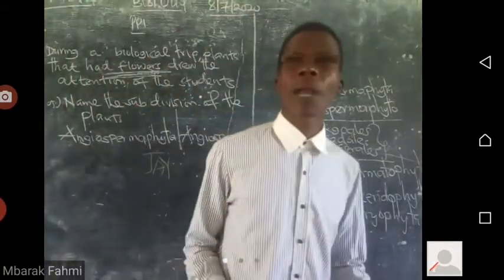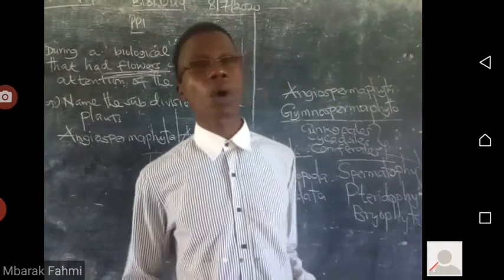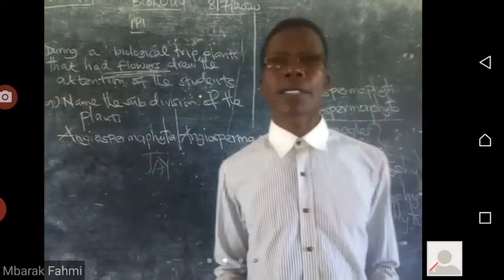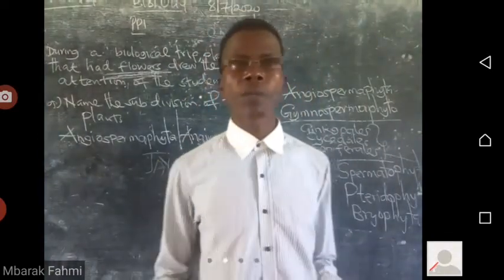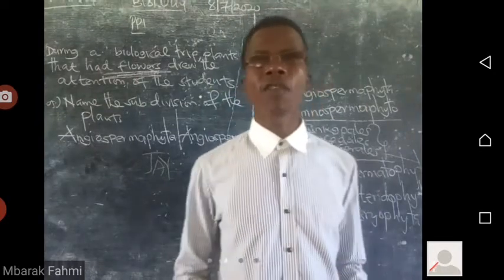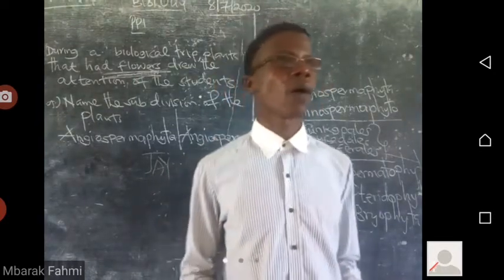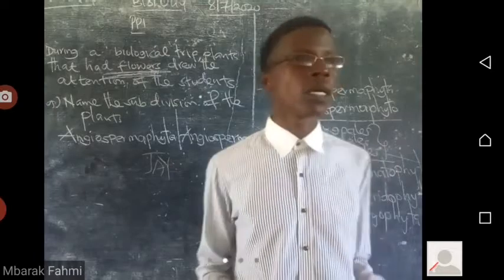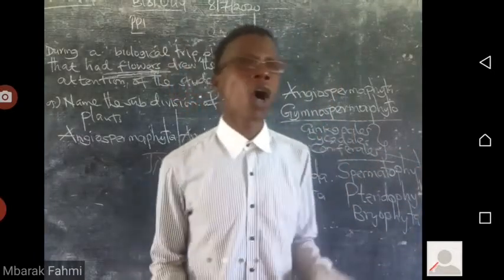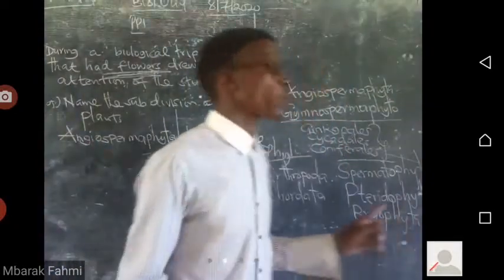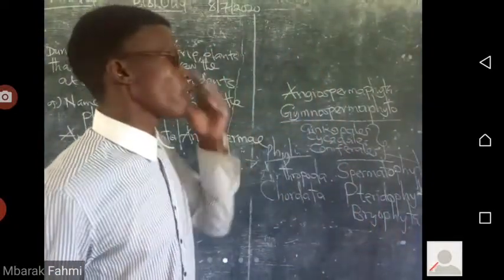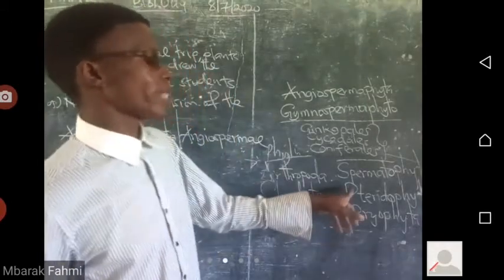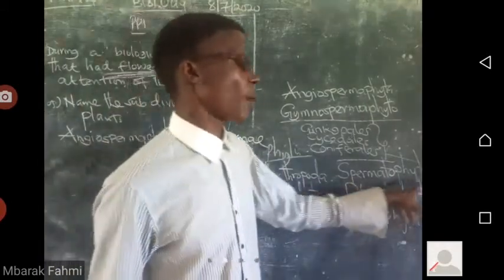So this subdivision angiospermophyta comprises plants which have flowers. Like for example, we have beans. Beans, they have flowers. Maize, they have flowers. Orange trees, they have flowers. Mango trees. So all those belong under all plants which bear seeds. You just know that if you have any plant which has seeds, those plants fall under the division known as the spermatophyte.